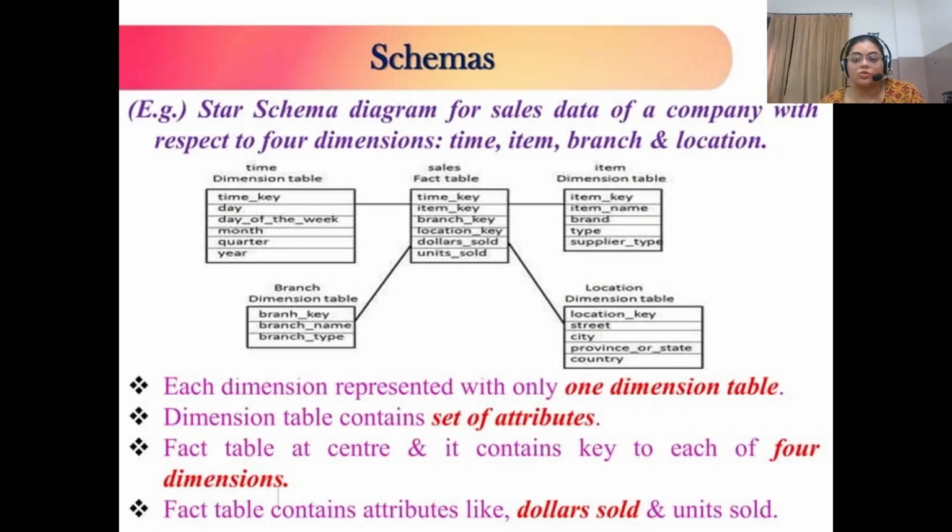So each dimension is represented with only one dimensional table. A dimension table contains a set of attributes. The fact table is at the center and it contains a key to each of the 4 dimensions. The fact table contains attributes like dollars sold and units sold. So this is the example of a star schema diagram for sales data of a company with respect to the 4 dimensions.